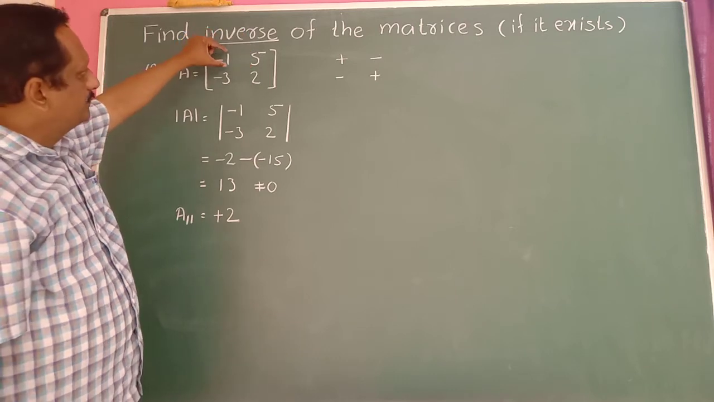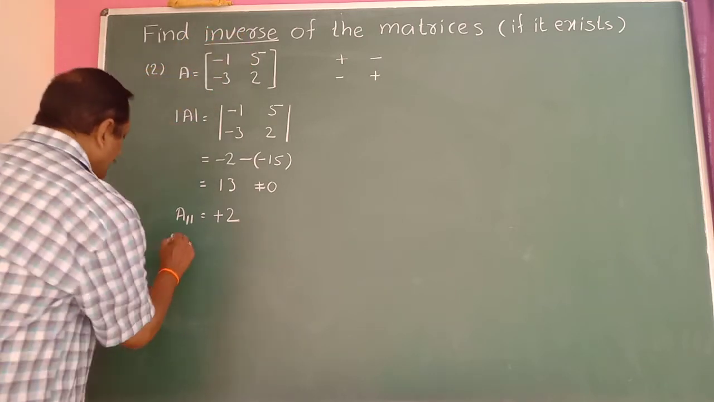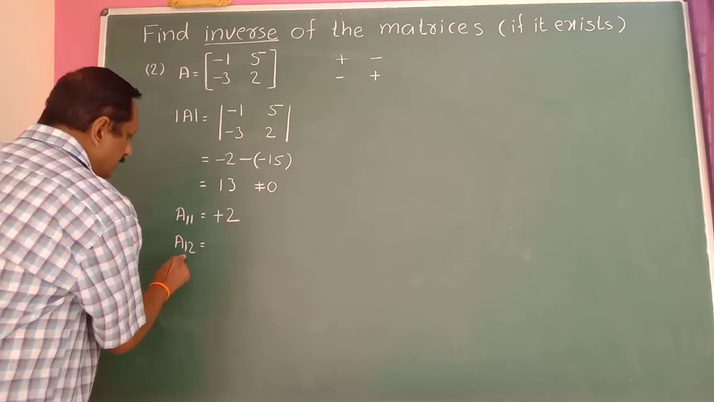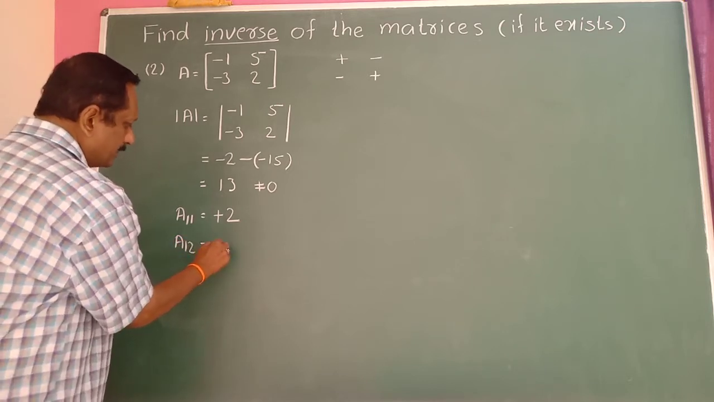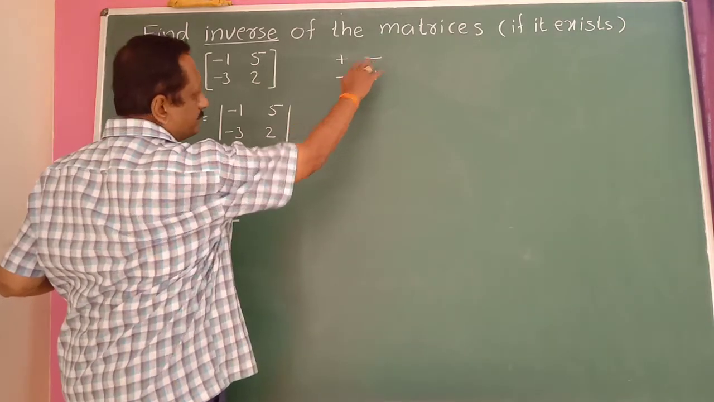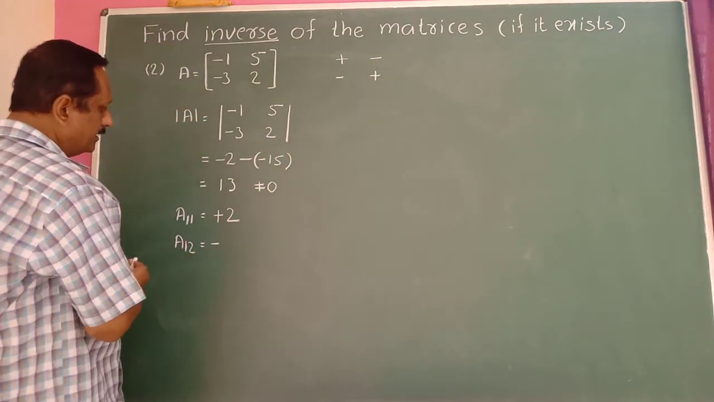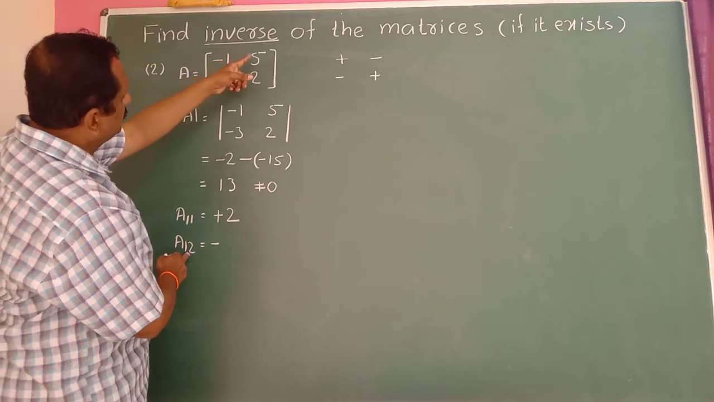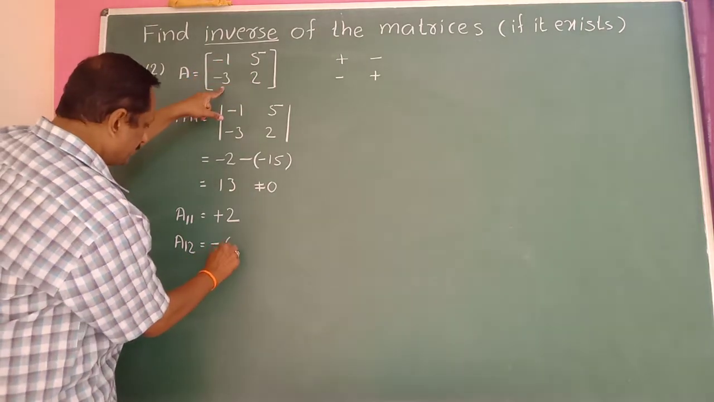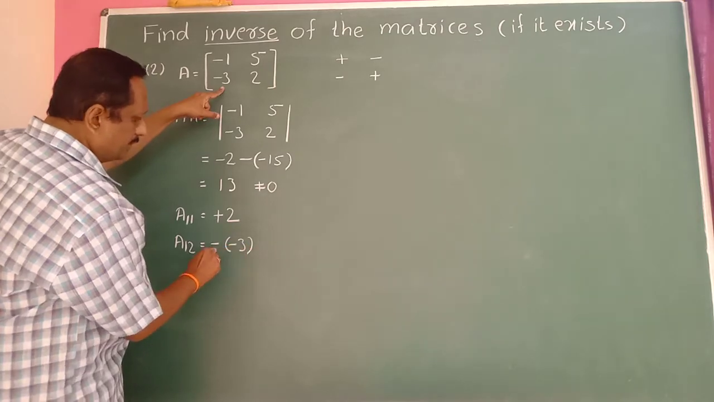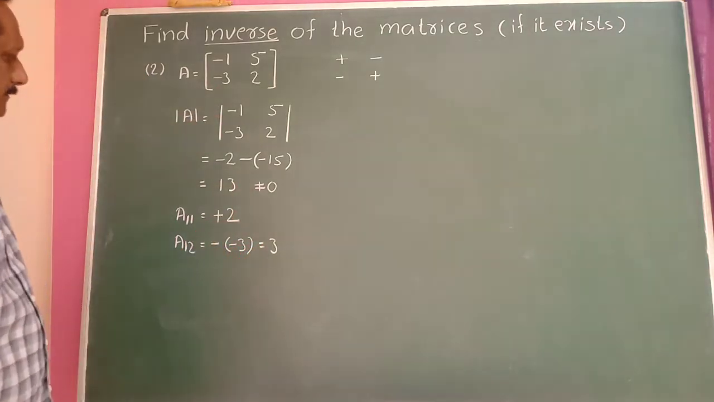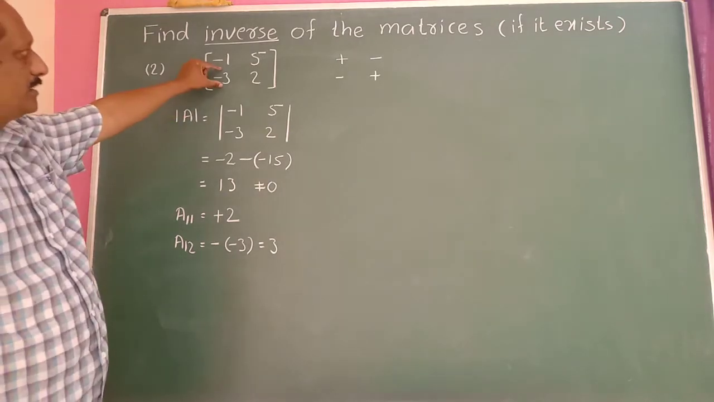Then find the cofactor of this element. This is in the first row, second column here. A12. 1 plus 2 is 3, an odd number, take the minus sign. Then deleting the first row and the second column, minus 3 is that. So minus of 3. Minus into minus becomes a plus here. So plus 3 here.